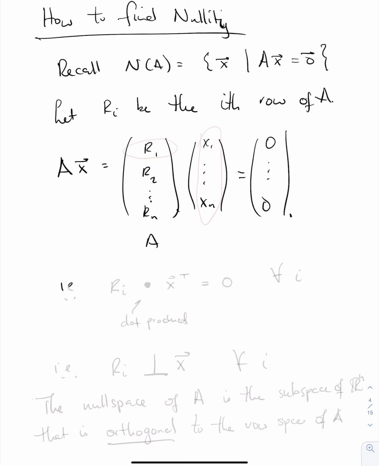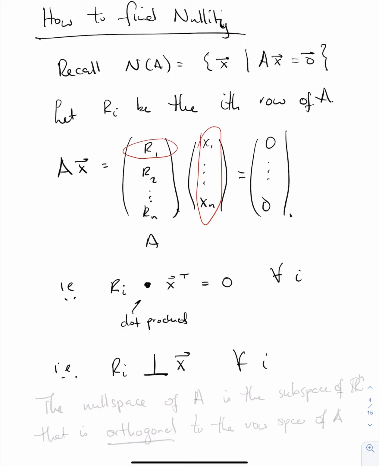All right. Remember how matrix multiplication goes? So we're going to dot product the first row with this column vector, etc. So what we see is that Ri dot producted with the row vector x transpose has to be 0 for all i. Remember what taking the dot product tests. It tests orthogonality. So Ri, this row vector, is orthogonal to x for all i.